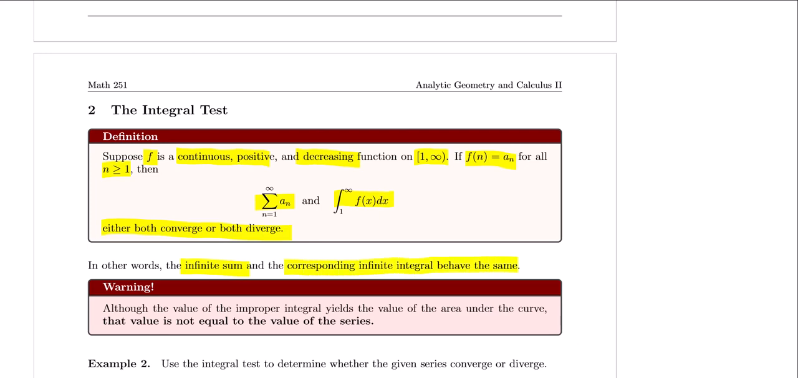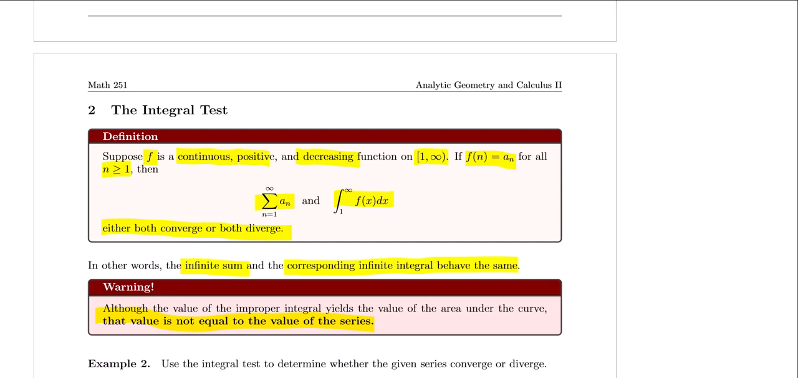Now, I do want to make something clear here. Although the value of the improper integral yields the value for the area underneath the curve, that value is not equal to the value of the series. Remember, when we were calculating the area underneath the curve, we were doing so by adding the area of an infinite amount of rectangles, which was the delta x times the height of the function. That was our integral here. But that's not the same thing as the sum as n goes from 1 to infinity for a sub n. So it's a different thing.